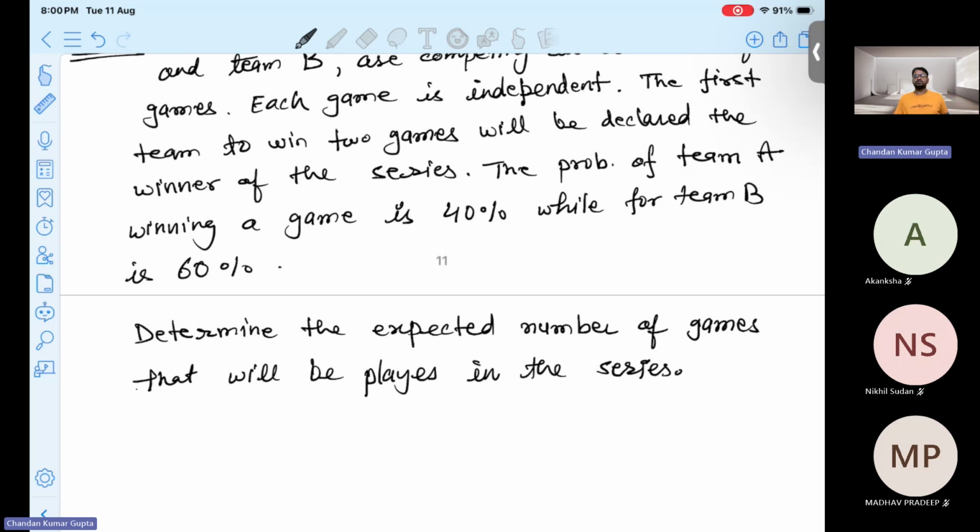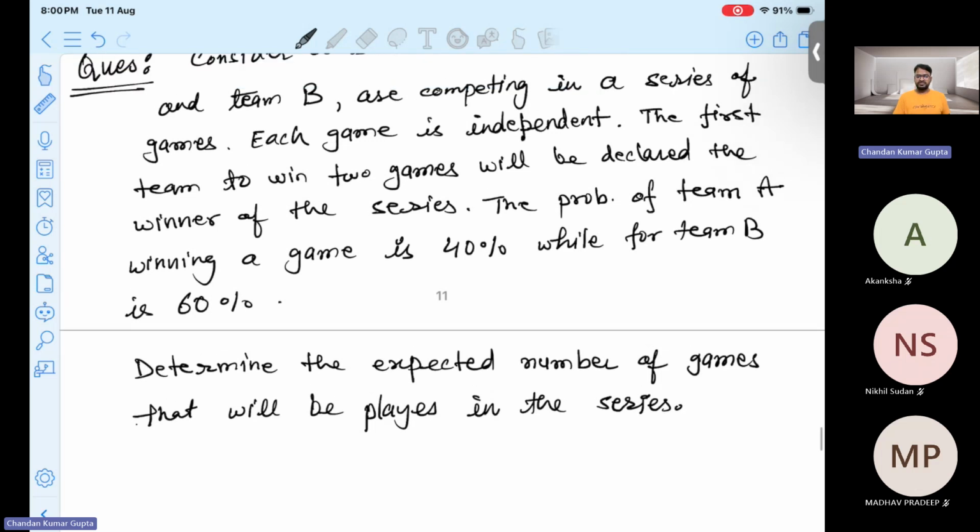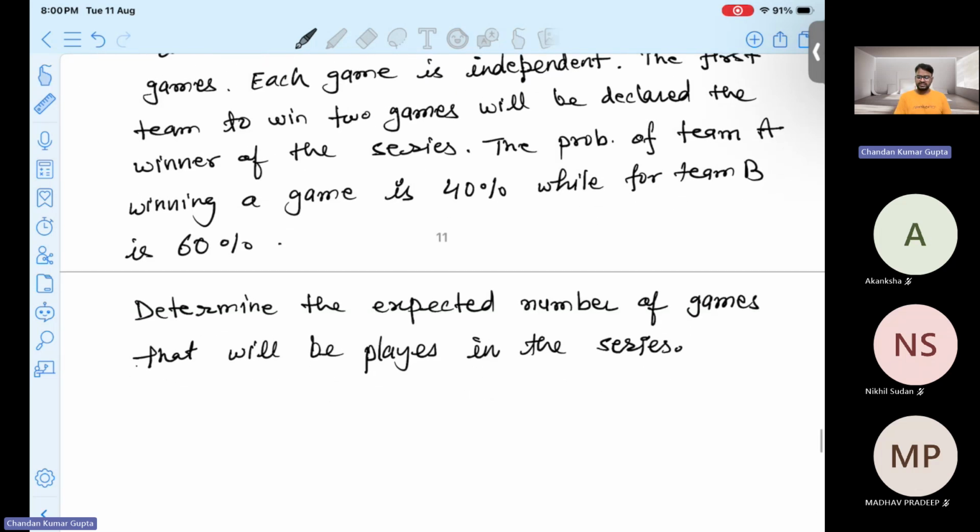If the players had a similar kind of probability, then you would have the logic that 2.5 games will be played. But here, since the probability is different, the solution will be somewhat different from 2.5. So let's solve this. You are also requested to solve it by the rule.